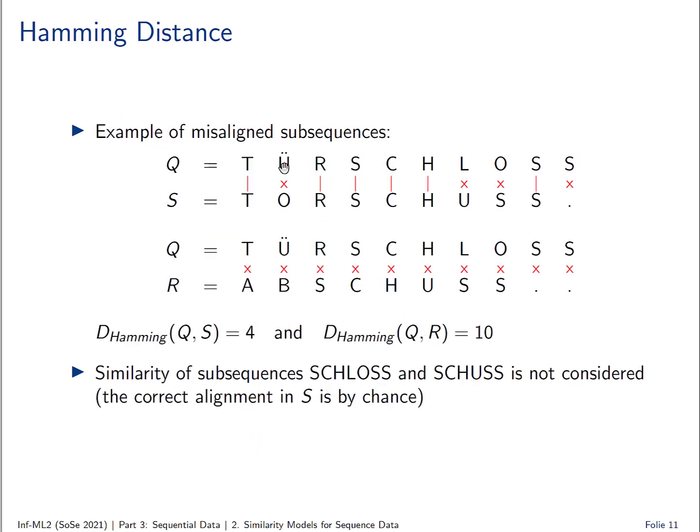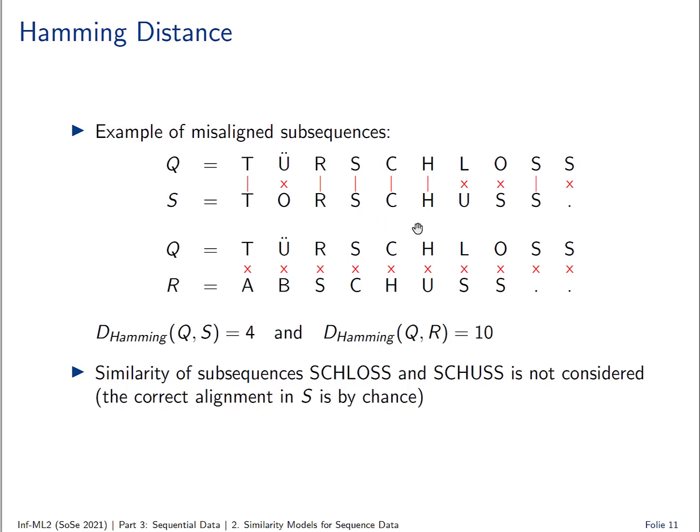First of all, before we talk about the edit distance, we have other examples here for these misaligned sequences. Here we have Türschloss, for example, and Torschuss. Oh no, once again some soccer thing, but anyway. And you see again that we have a Hamming distance between Türschloss and Torschuss of 4, and the Hamming distance between Türschloss and Abschuss is 10.